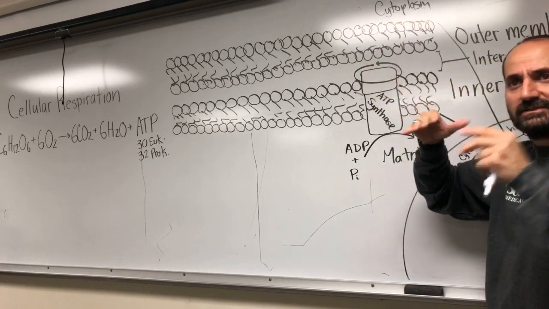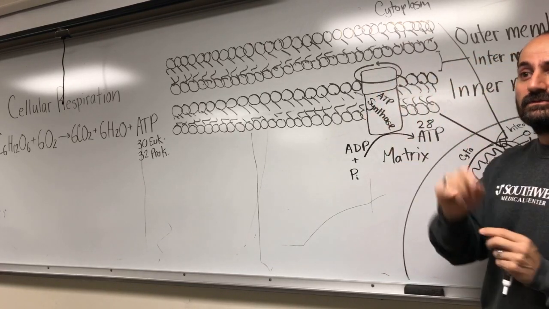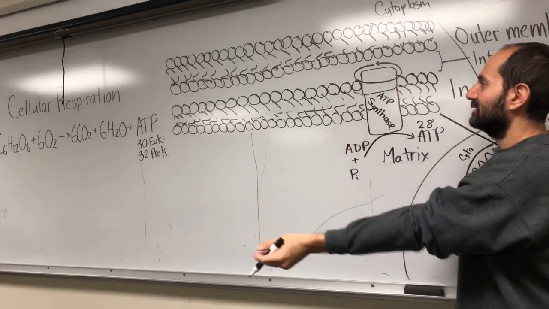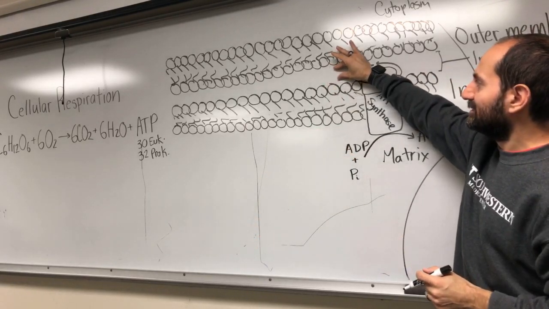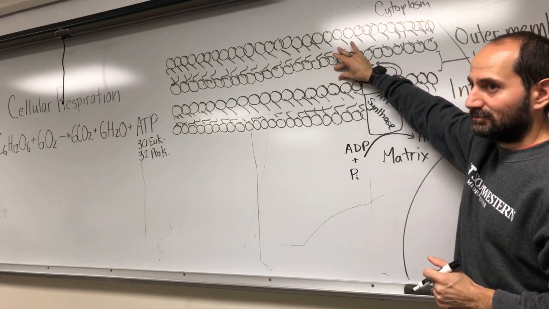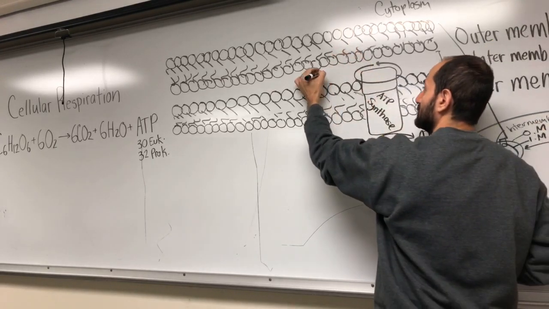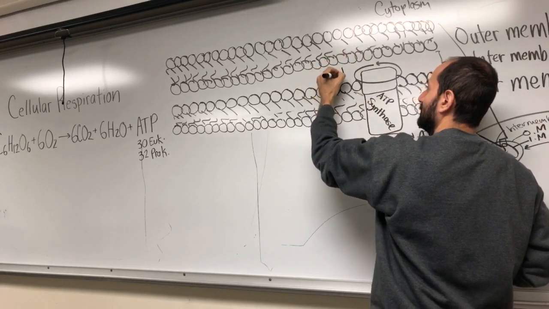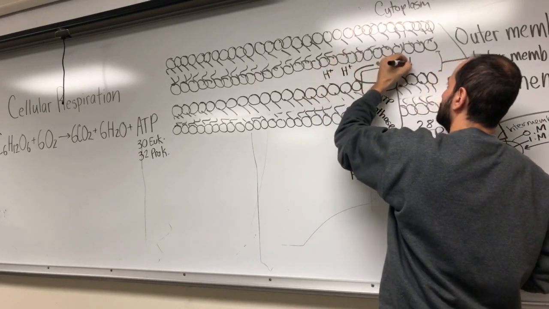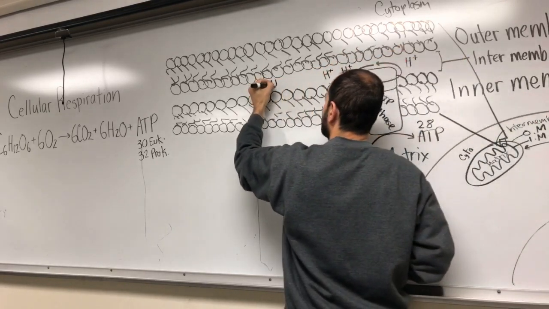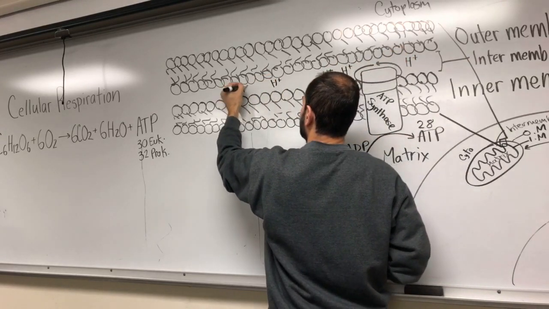So now the question is, why is this thing spinning? What's pushing it to spin? And here's what it is. Ready for this? You see this space? It's the intermembrane space. There's a whole lot of protons here. Look, there's a bunch. H plus, H plus, H plus, H plus. There's a whole bunch of protons in here.